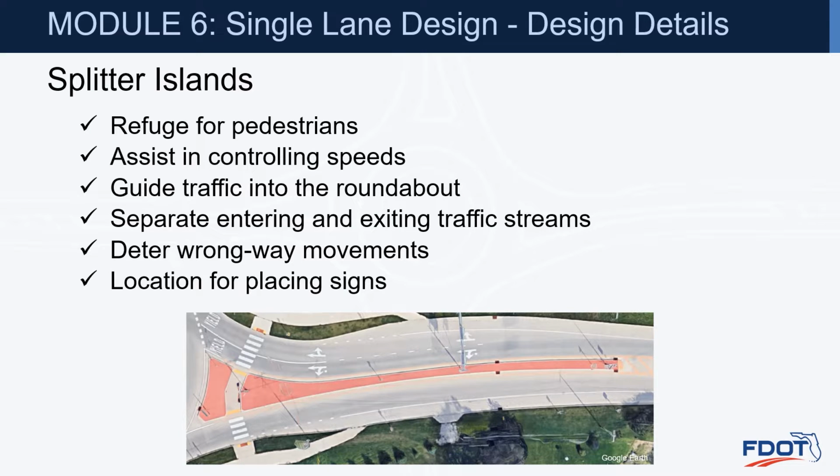Splitter islands. They provide refuge for pedestrians. They assist in controlling speeds. They're going to guide traffic into the roundabout and separate entering and exiting traffic streams. They're also there to deter wrong way movements and provide a location for signs.